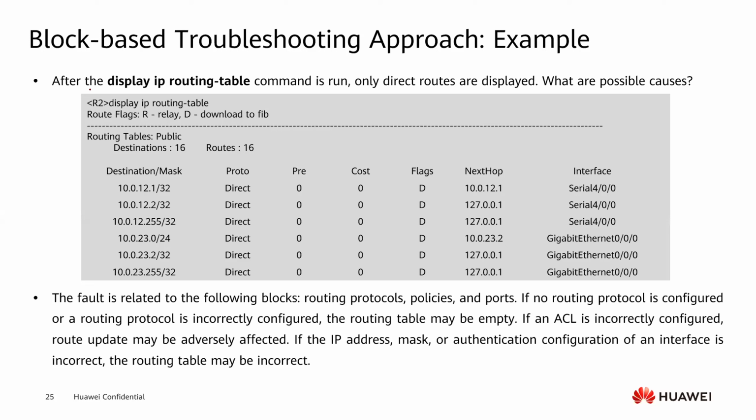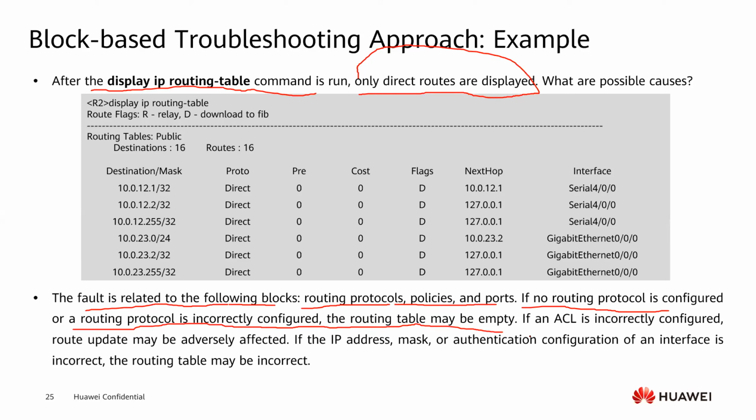Here is an example. We use display IP routing table. We find only direct routes are displayed. We can see the fault is related to the following blocks: routing protocol, policies, and port. So if no routing protocol is configured, or the routing protocol is incorrectly configured, the routing table may be empty. Or ACL may be incorrectly configured, which makes the device only have direct routes.